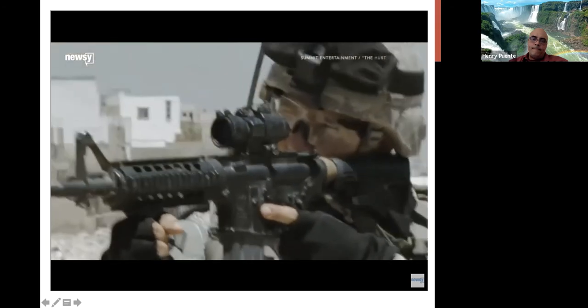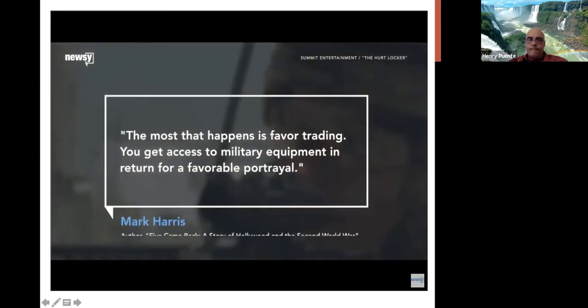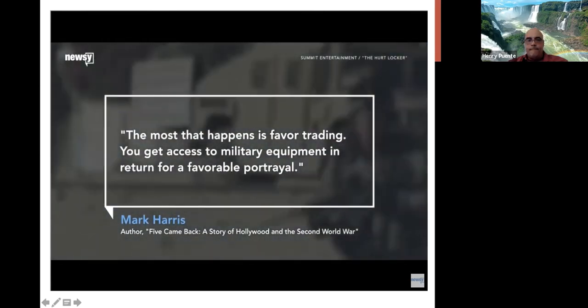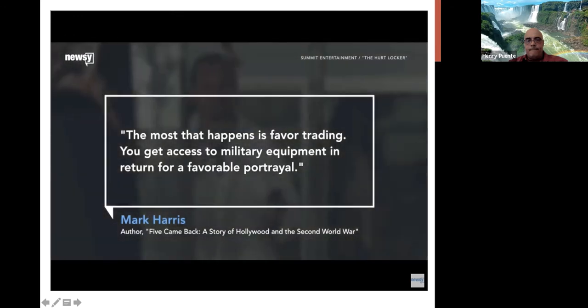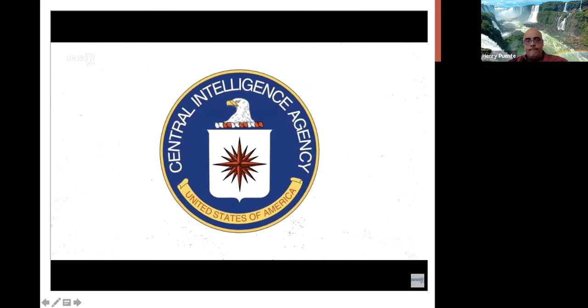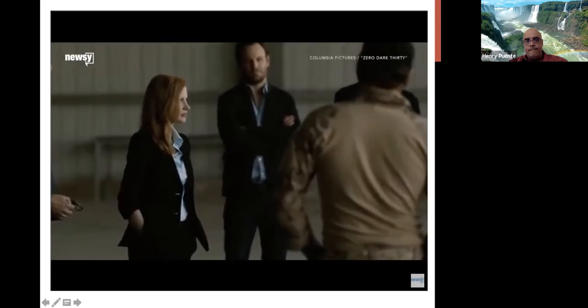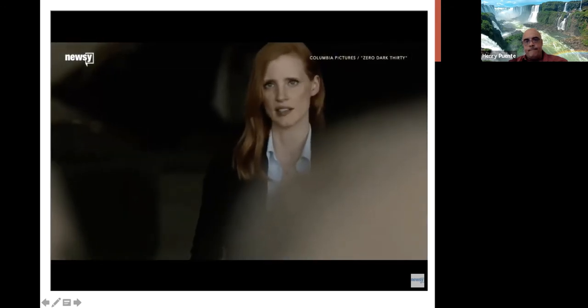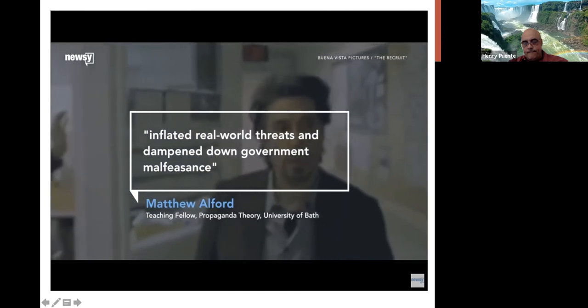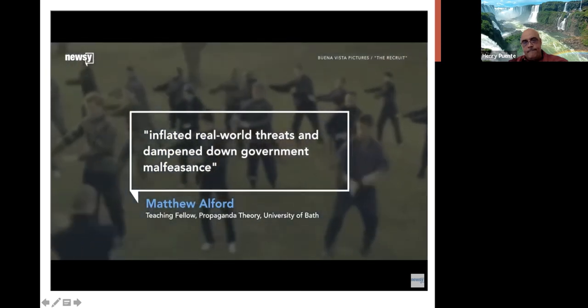Mark Harris, the author of a book on Hollywood's partnership with the military, told The Outline, "The most that happens is favor trading. You get access to military equipment in return for a favorable portrayal." Even the CIA has its own entertainment liaisons. Propaganda researcher Matthew Alford said the agency's influence on movies like Zero Dark 30 and The Recruit has inflated real-world threats and dampened down government malfeasance.